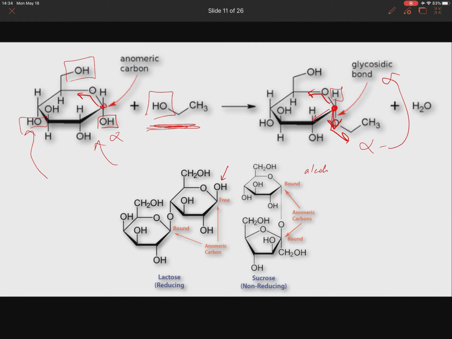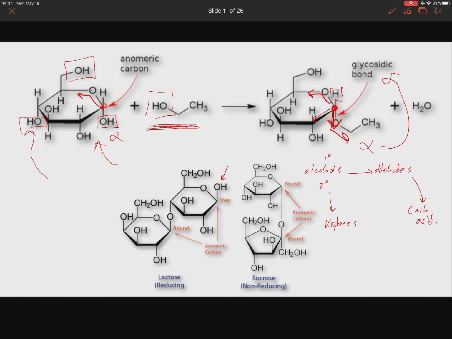alcohols of the primary variety become aldehydes when you oxidize them. Secondary alcohols become ketones when you oxidize them. Aldehydes can be oxidized even further into carboxylic acids.